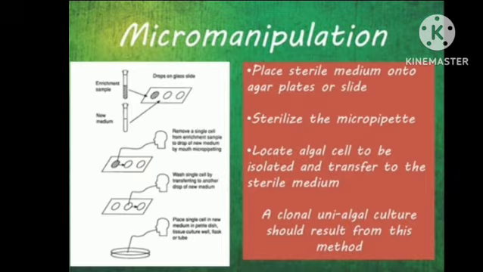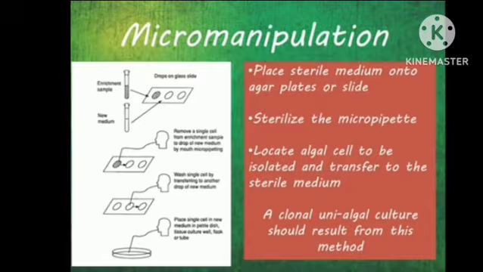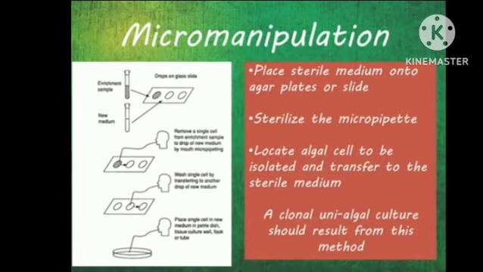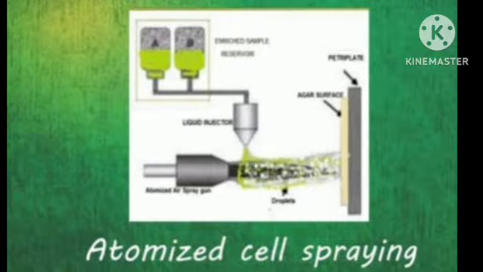After that, under the microscope, observe the enrichment sample. Use the micropipette to pick one single algal cell. Wash it by transferring it through 2 to 3 drops of sterile medium to remove contaminants. Finally, transfer that single cell to fresh sterile medium in a test tube, flask or Petri dish. The result: all cells in the new culture will come from that one single cell, so it is genetically identical and pure.